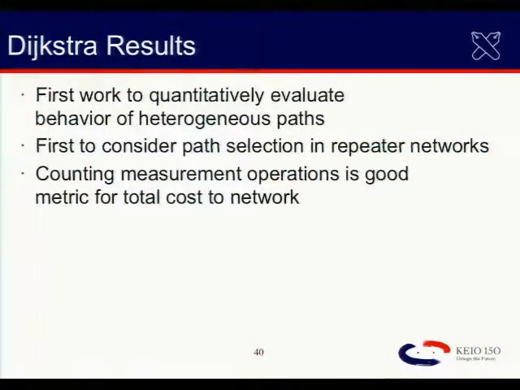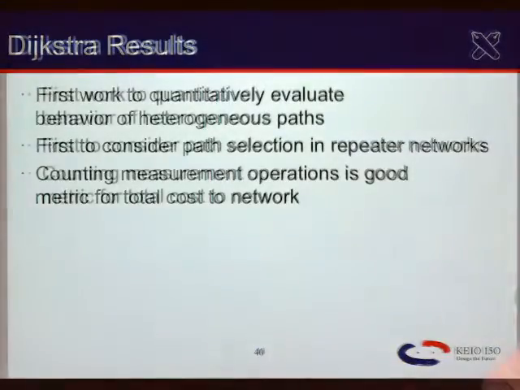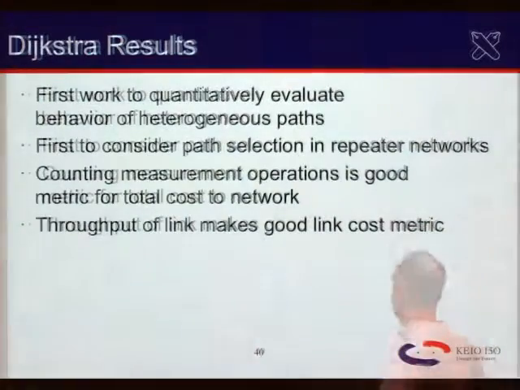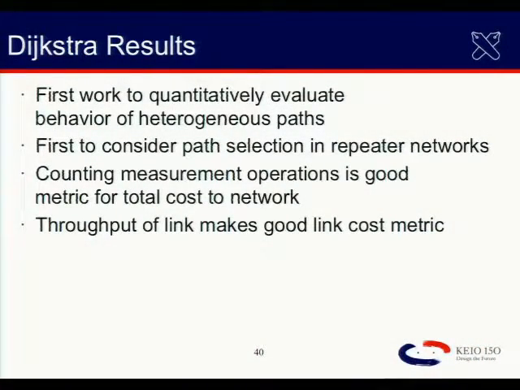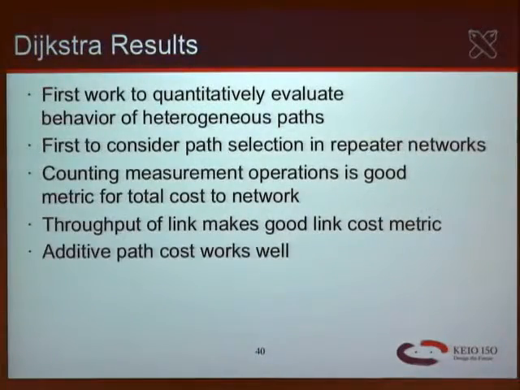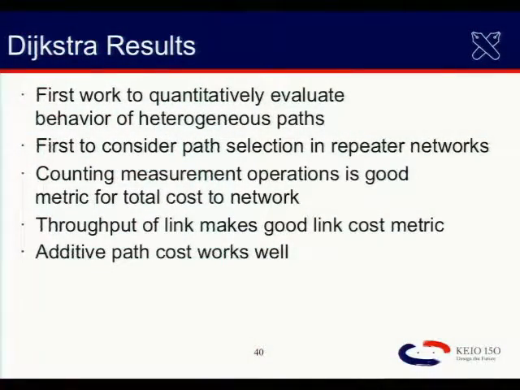Counting the number of measurement operations winds up being a good metric for the total cost to the network, to everybody in the network as a whole, to create this. And so that winds up being something that's well worth evaluating. And the throughput of that individual link makes a good cost metric for the link. And the additive path cost actually turns out to work pretty well. So summary of that, quantum Dijkstra seems to work pretty well.